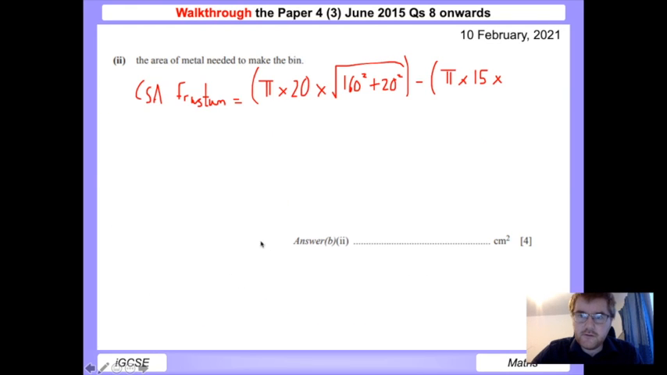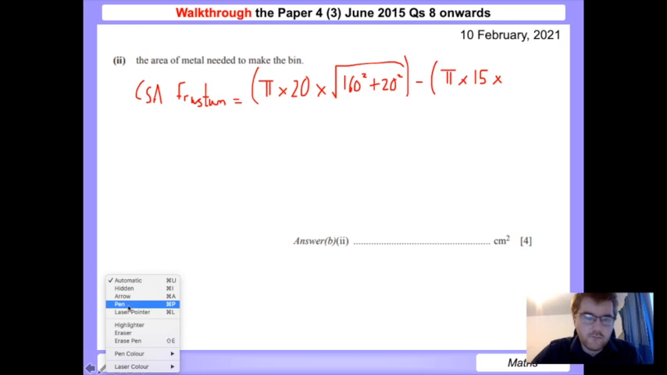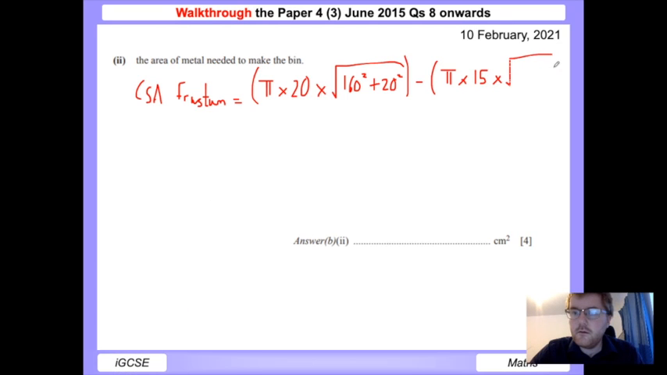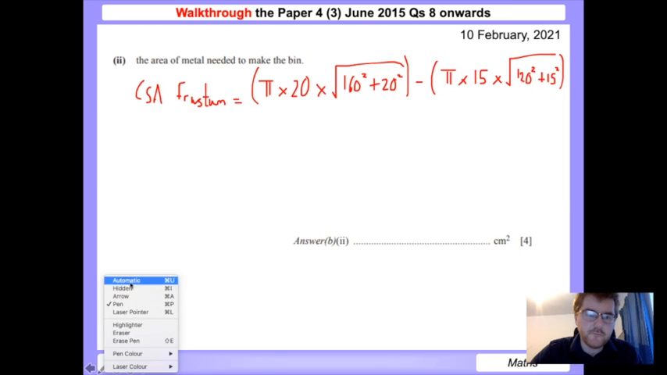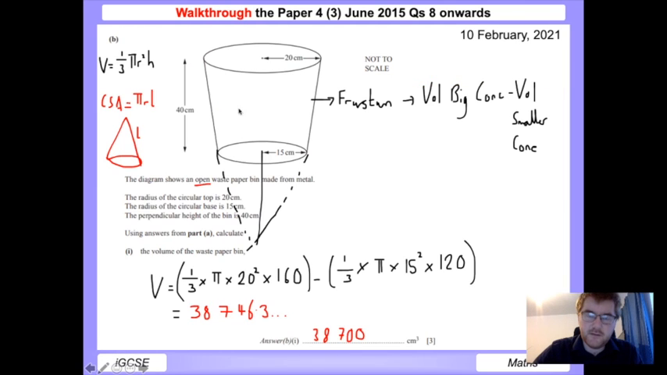I'm going to try and avoid rounding errors as long as I can, so I record everything. That should be a times, plus 15. So this calculation works out the curved surface area of the frustum. So this part here. Okay, and what we need to do now is add in this extra circle at the bottom. This is the bottom of the waste paper bin. So we need to add in pi times 15 squared, the area of the circle.